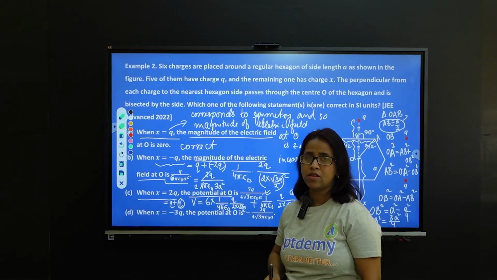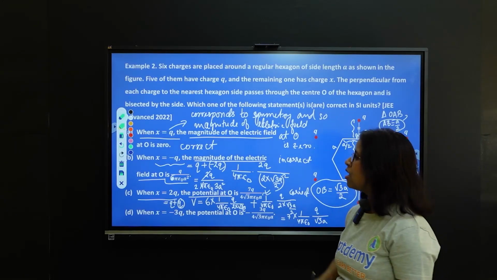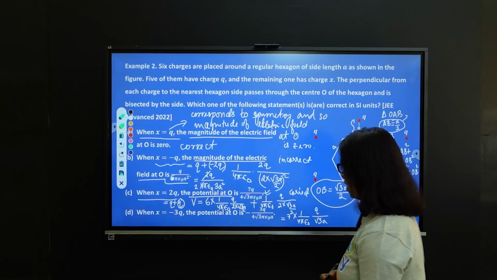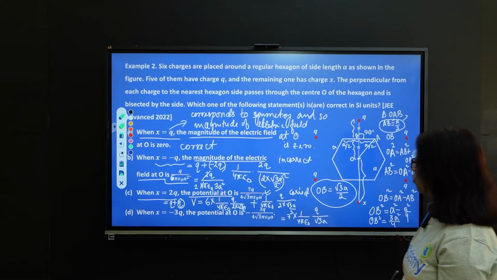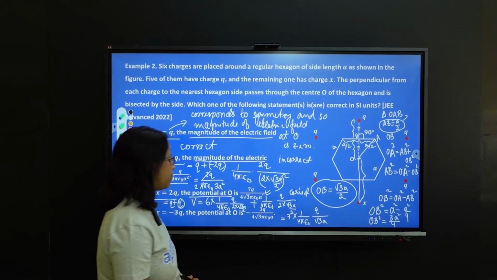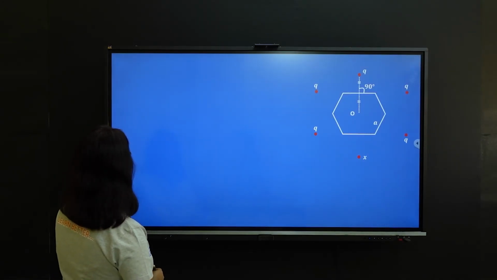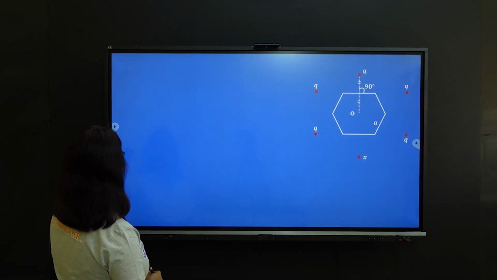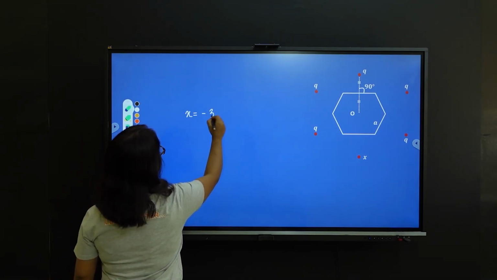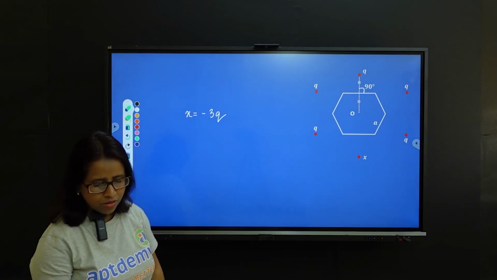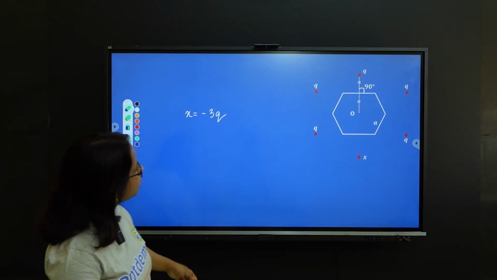Now in this case we were concerned only with the magnitude, but in case of potential, since it is a scalar quantity, the signs also need to be taken into account. So if you take a note, we have x as equal to minus 3q. Let's look at it in the other page. So we have x is equal to minus 3q. Now imagine what this turns up to be. Now if x is equal to minus 3q, just have a look.